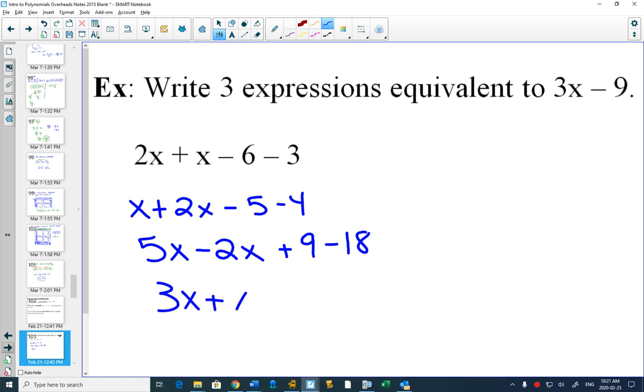3x plus x minus 5 minus 3. Now at this point, you'd have 4 x's. Does that make sense? 3x plus x would get you 4 x's. So you could add another minus x here to make it 3 x's. And with a minus 5 and minus 3, where are you at? Minus 8. So to get to minus 9, you have to take another 1 away.